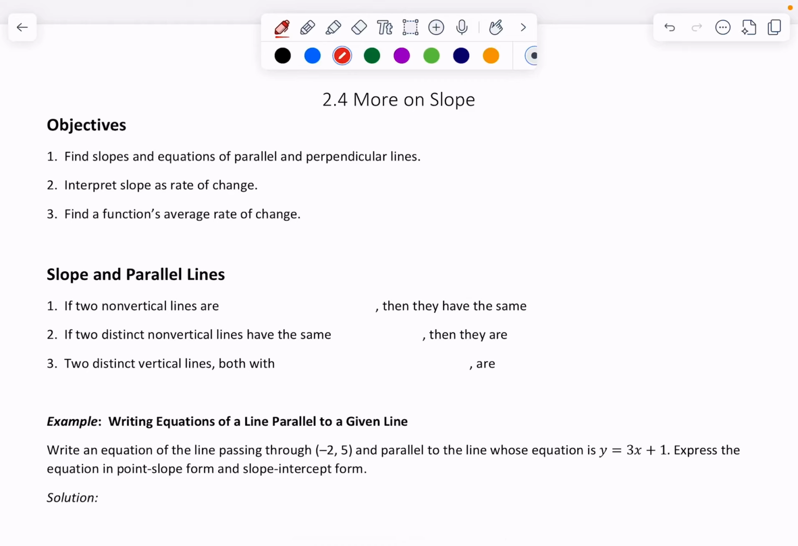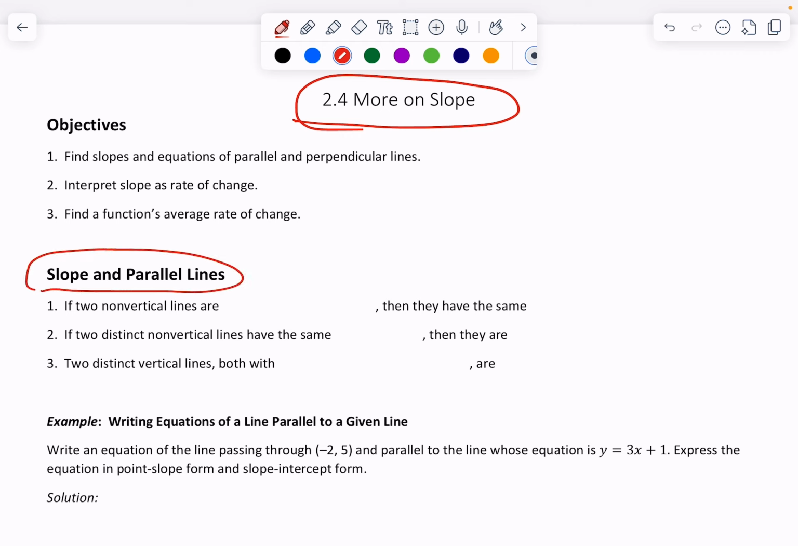Okay, we're going to continue with 2.4 and talk more on slope. So we're going to look at the slope and parallel lines. If two non-vertical lines are parallel, then they have the same slope. If two distinct non-vertical lines have the same slope, then they are parallel.